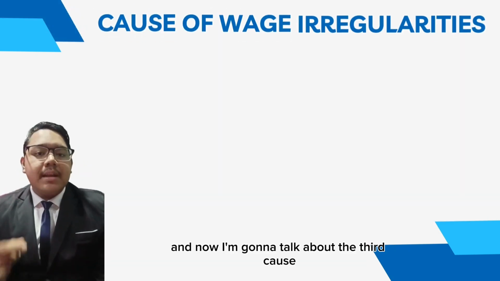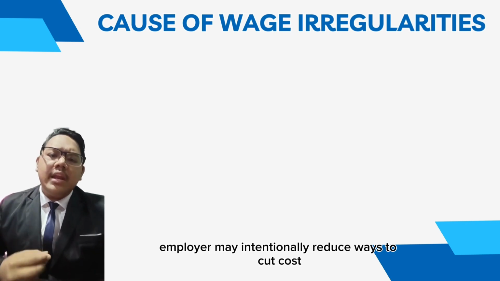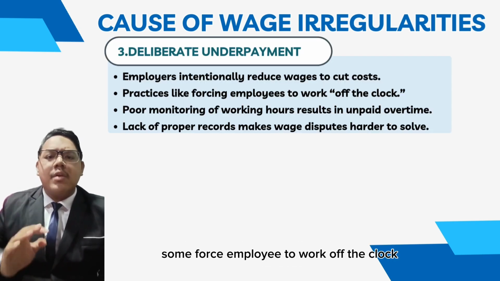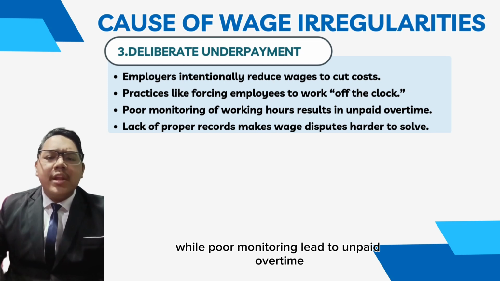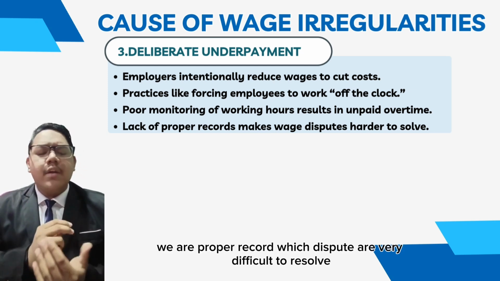And now I'm going to talk about the third cause, which is deliberate underpayment. Employers may intentionally reduce wages to cut costs. Some force employees to work off the clock, while poor monitoring leads to unpaid overtime. Without proper records, wage disputes are very difficult to resolve.